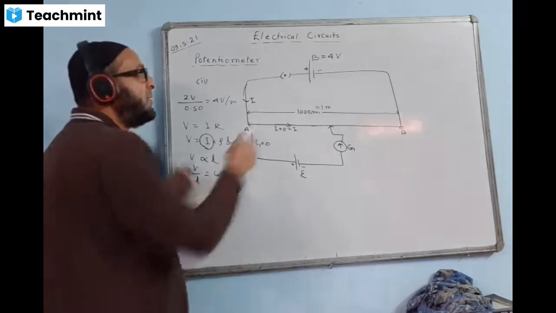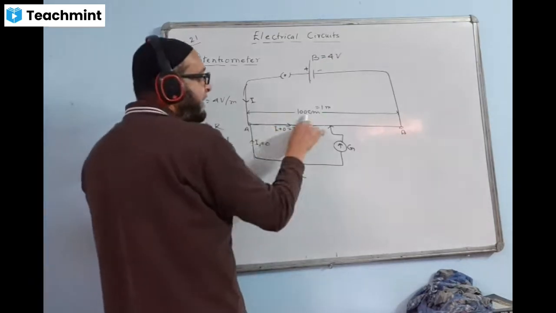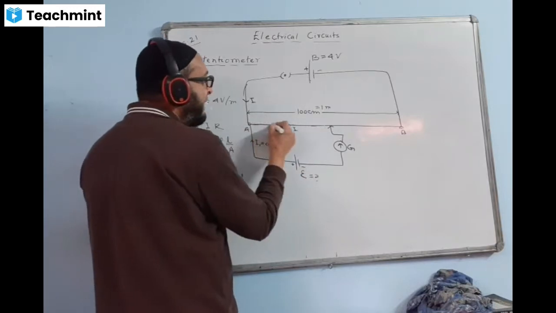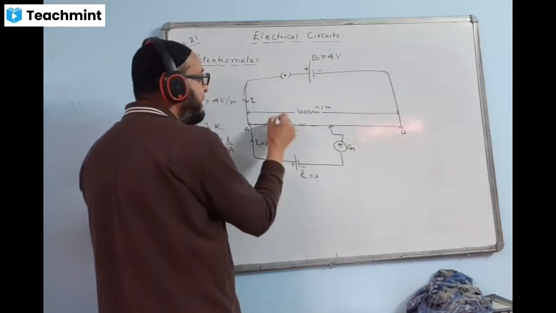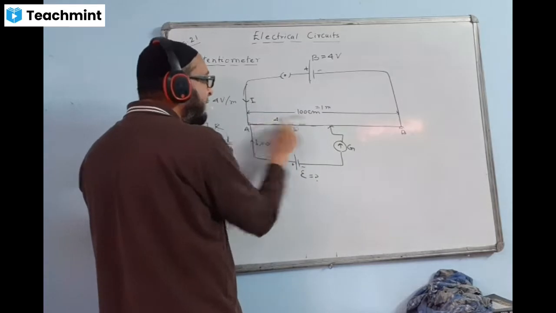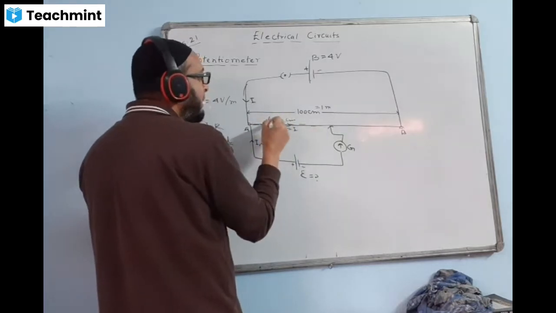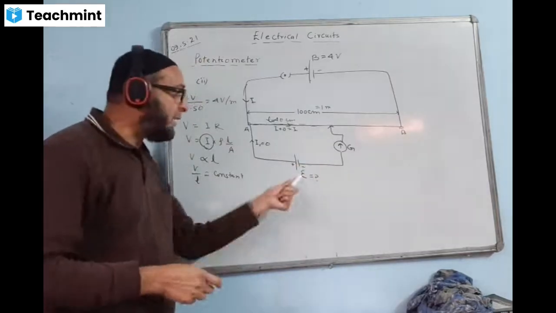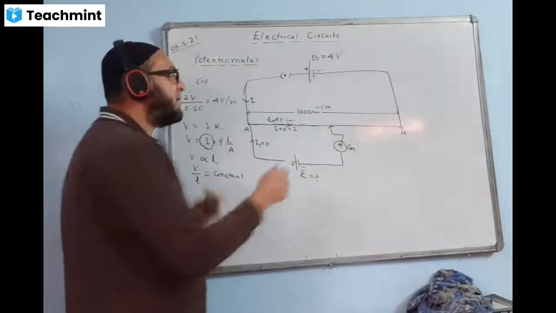I will just give one example. Suppose this length is 100 centimeters and this EMF we want to find. The balancing is like this: the galvanometer gives null deflection at this length, say for example 40 centimeters. What is the value of EMF? Can we find out? The answer is yes.